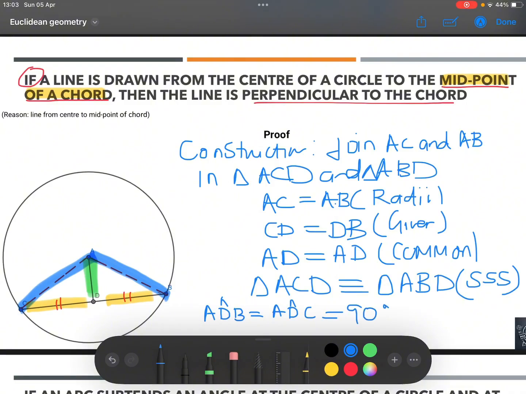Okay, I'm going to repeat that. A line that is drawn to the midpoint of the chord. The chord is just line CD, and it bisects it. For it to bisect it, that is perpendicular, and it will form 90 degrees. Then in that case, you have proven that if a line is drawn from the center of the circle to the midpoint of the chord, then it is perpendicular. It forms a 90 degree angle.